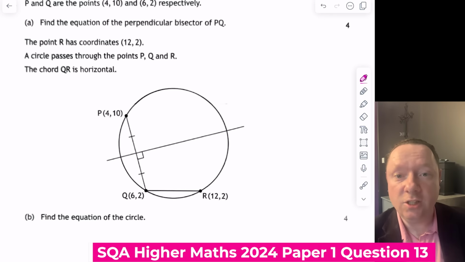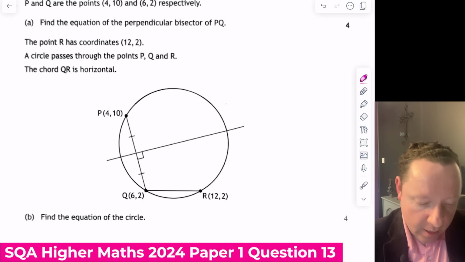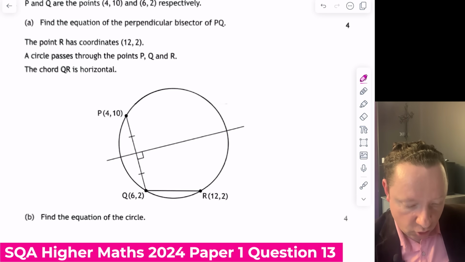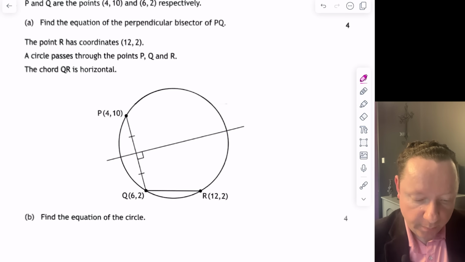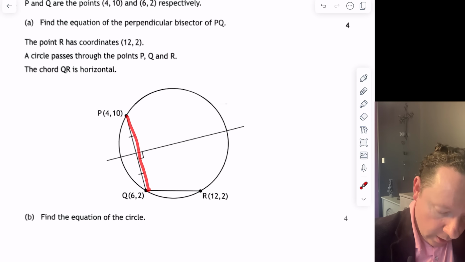And we're done there. SQA Higher Maths 2024, paper 1, question 13. P and Q are the points (4, 10) and (6, 2). Find the equation of the perpendicular bisector of PQ. So there's PQ there. Perpendicular bisector means it cuts it in half at right angles, as you can see.